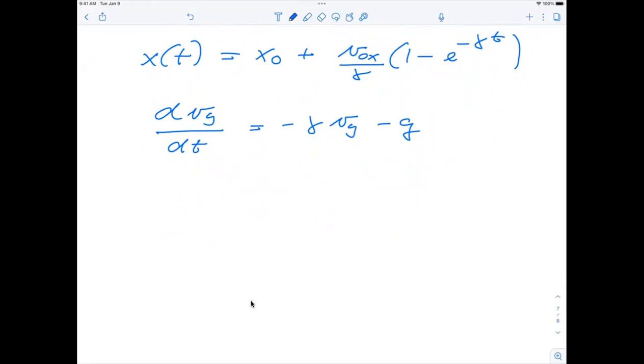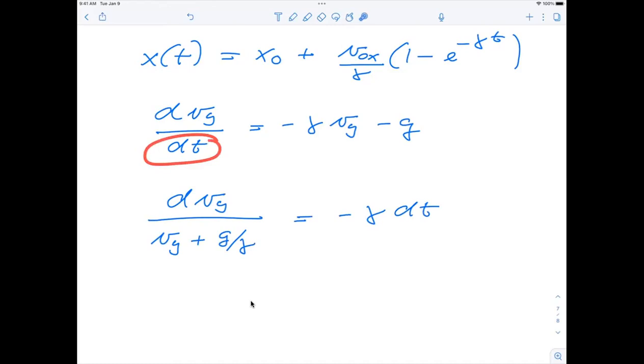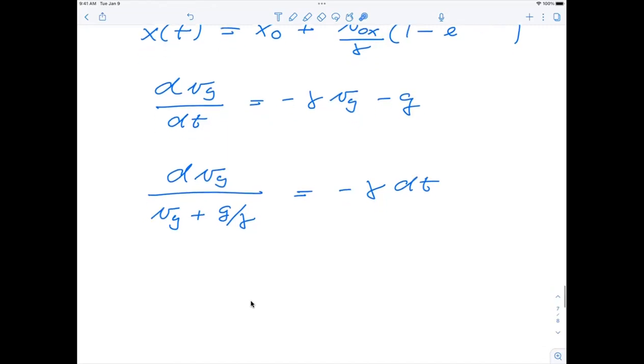So I can simply rewrite this equation in terms of dv_y. I take the left-hand side, I multiply with dt, and I divide out the other terms. And then I get dv_y divided by v_y plus g divided by this constant gamma, and this is equal to minus gamma times dt. So the thing I did was simply to multiply with dt on both sides, and then divide by gamma v_y minus g. Then I can rewrite the equation like this.